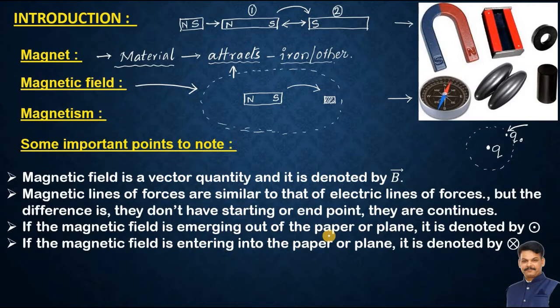Dear students, so how do we define this magnetic field? It is very simple. The region present around the magnet within which any other magnetic material or any other magnet experiences a force is called the magnetic field. Okay, I hope the definition of magnetic field is clear.